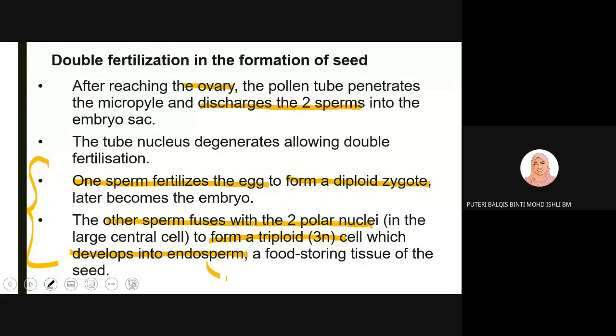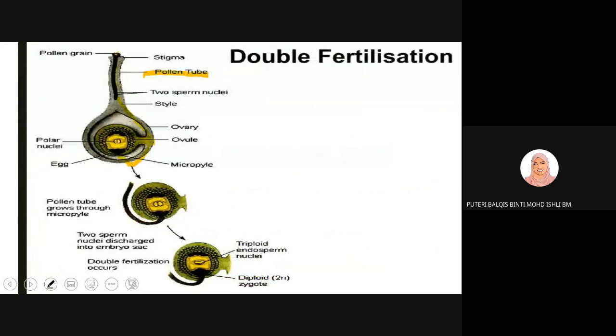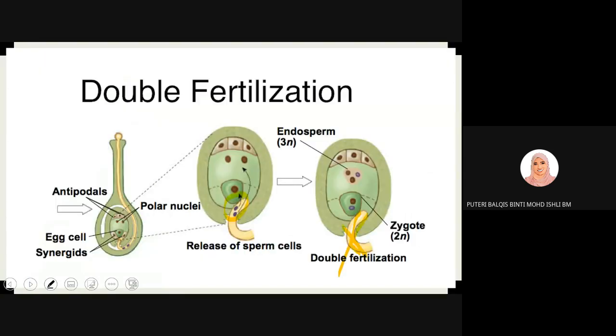Apa itu endosperm? Dia adalah tisu yang akan store food. Kenapa dia nak store food? Sebab food itulah dia akan supply kepada developing seed. Okay, yang tu. Alright. Okay, this is double fertilization as shown in this slide, same as in your lecture note. Alright. Inilah akan nampak lagi clear double fertilization.